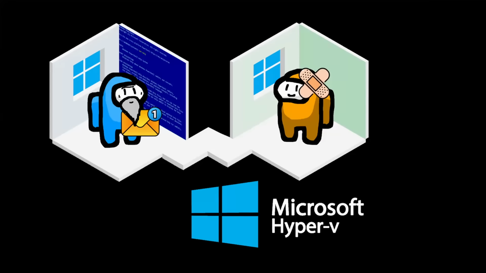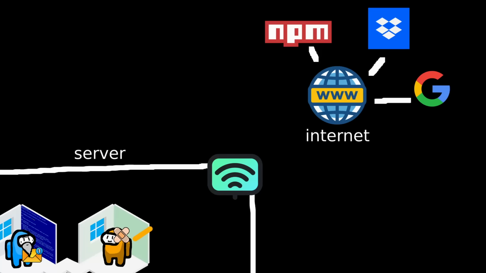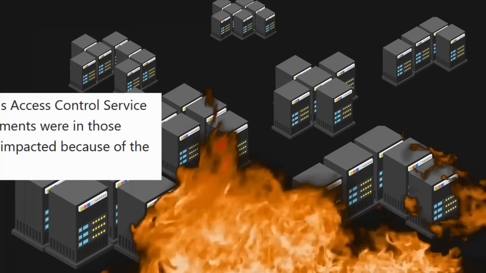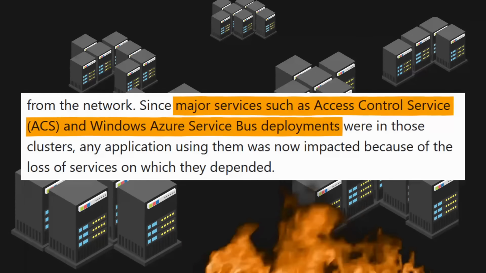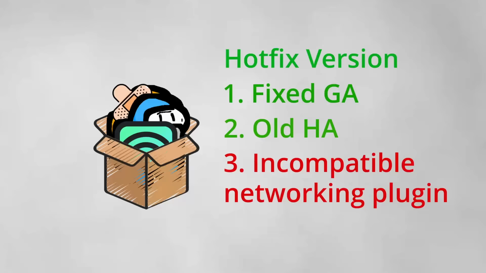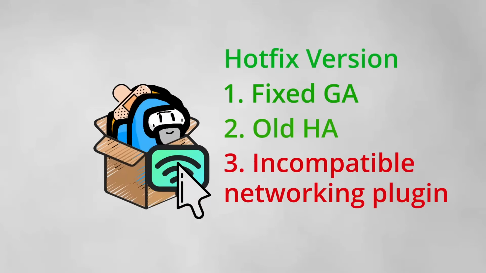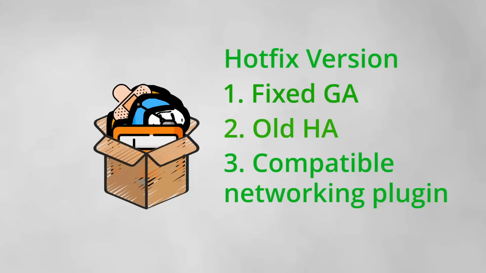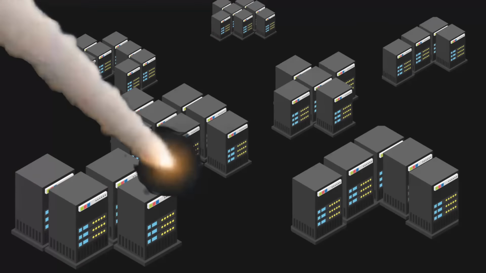This incompatibility soon became evident as it would turn off network access for the VMs on the server, rendering them essentially unusable. To make matters worse, some major Azure services, such as their access control service, happened to be hosted in these seven clusters. So at 3:40 a.m., they prepared a new deployment which had the compatible version of the network plugin and tested it more thoroughly, before blasting out the fix once more at 5:40 a.m.